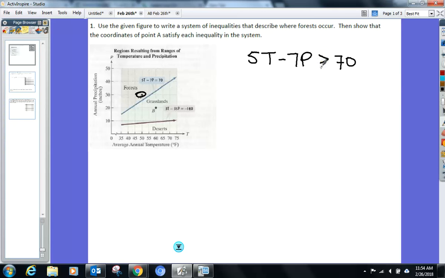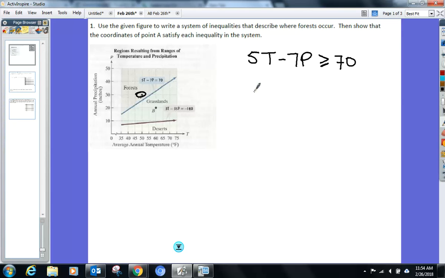Cooper, what do you got? Greater than 70. Well, let's see. Ready? Everyone plug in 0, 0 for T and P. What do you get on the left side? Is 0 greater than 70? Nope, so I would shade away. Nice job. One last thing, though. Anybody want to adjust what he told me? Meg? Or equal to, because this appears to be a solid line. Okay, there's one. Let's go to the other one.